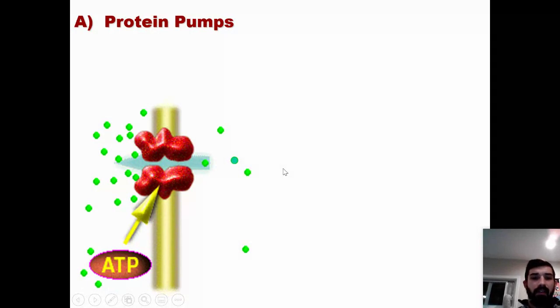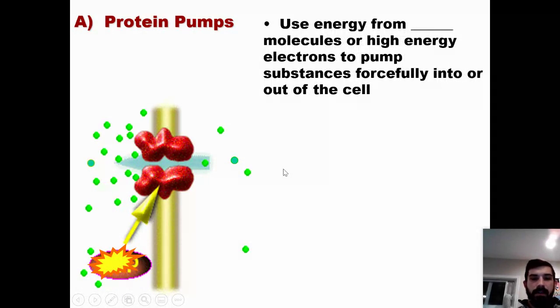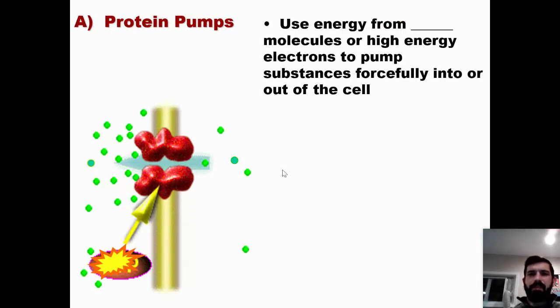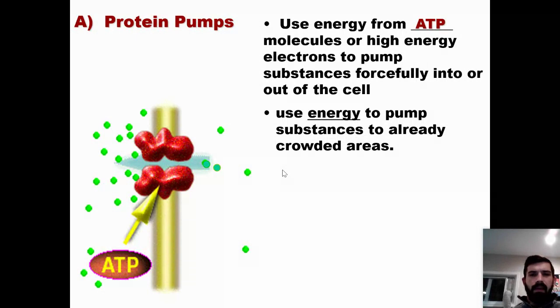All right, because all these things are pushing them the other way, so the ATP is going to force it backwards. So you're going to use energy from ATP molecules or high energy electrons to pump substances forcefully into or out of the cell. You use energy to pump substances to already crowded areas.